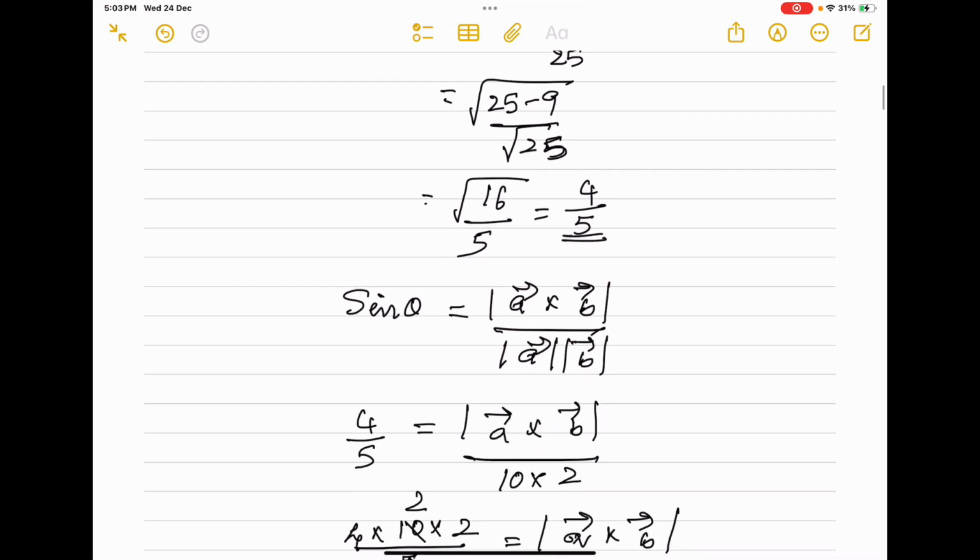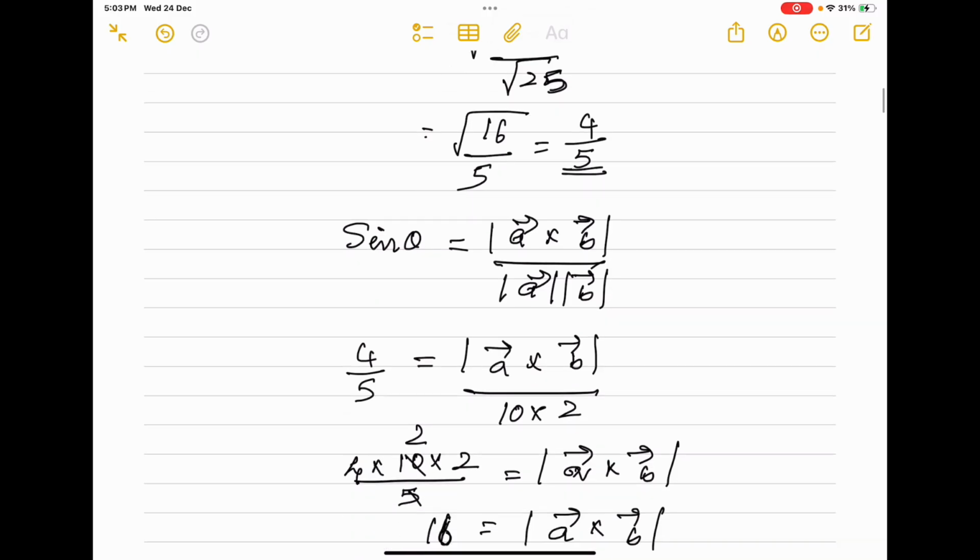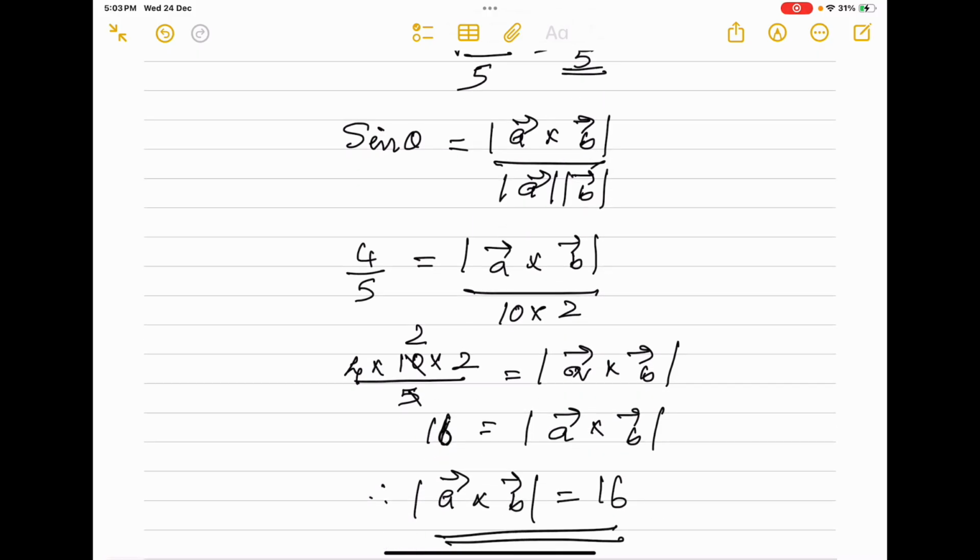Then sin theta equal to mod A cross B divided by mod A mod B. Here you apply the values of sin theta and mod A mod B. Then we get mod of A cross B. So 4 by 5 equal to mod of A cross B divided by 10 into 2. Cross it. 4 into 10 into 2 divided by 5 equal to mod A cross B. Simplify it. 5 in 10 2 times. Then 4 into 2 into 2, 16 equal to mod A cross B. Therefore mod A cross B equal to 16.